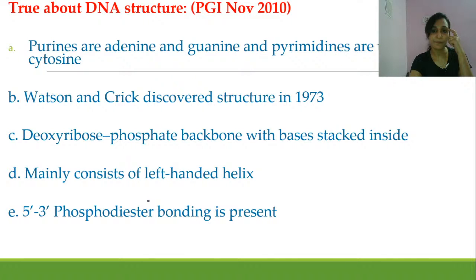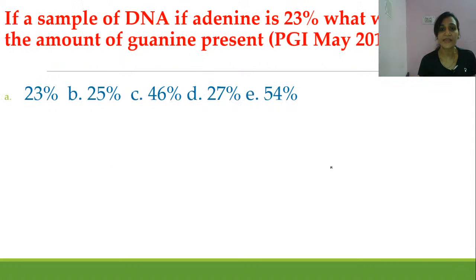Now if in a sample of DNA, adenine is 23%, what will be the amount of guanine? Adenine pairs with thymine. So adenine plus thymine, how much will it make? It will make 46. So what is the remaining amount? That is 54. If 54 is the remaining amount and it is asking about guanine, we'll just divide it by 2. We'll be getting 27.